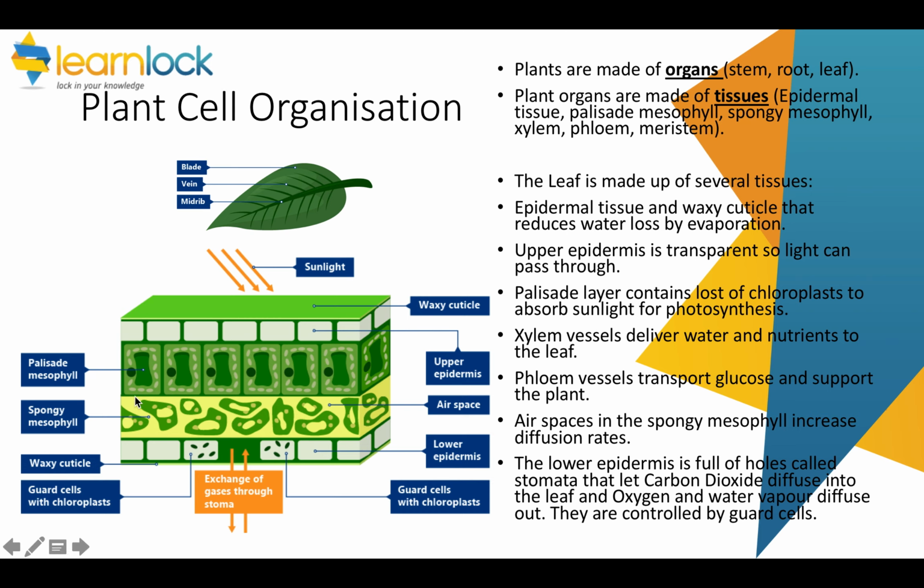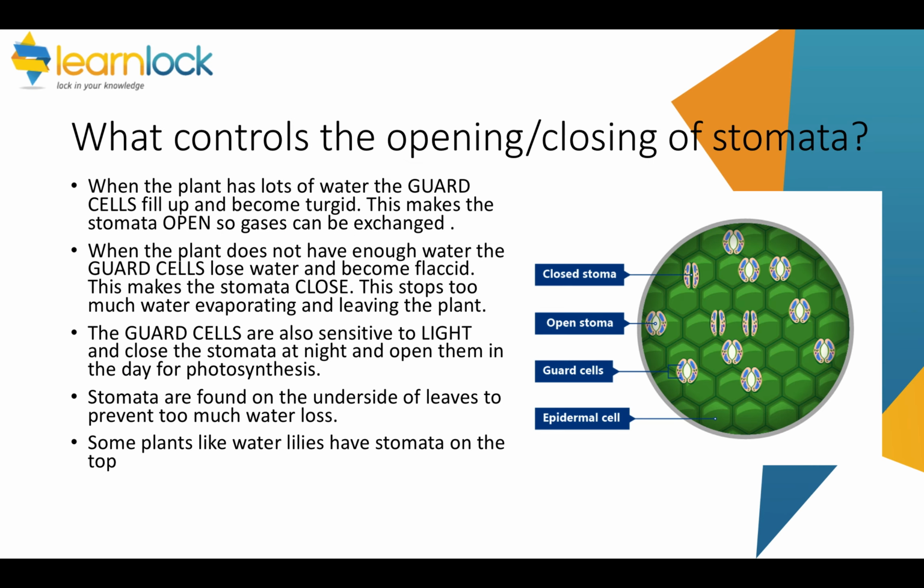You also have different vessels inside a plant leaf. You have the xylem vessel, which delivers water, and the phloem vessels, which transport glucose. The lower epidermis has got holes in it, and these holes are called stomata, and they allow carbon dioxide to move into the leaf and oxygen and water vapour to move out of the leaf. And stomata are controlled by guard cells.